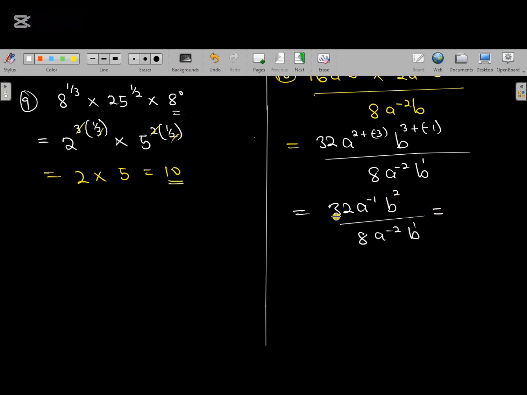So this is going to give us 32 over 8 is 4. Then here we will have a to the power of minus 1 minus minus 2, because division changes to minus. And of course, minus minus is plus. So this will be minus 1 plus 2, which will be 1, multiplied by b to the power of 2 minus 1, which will also be 1. And that will give us 4ab as the solution for this.